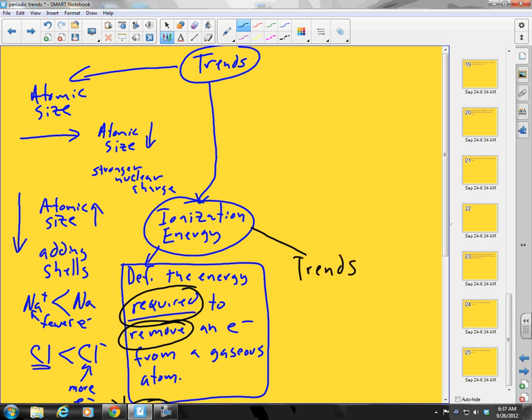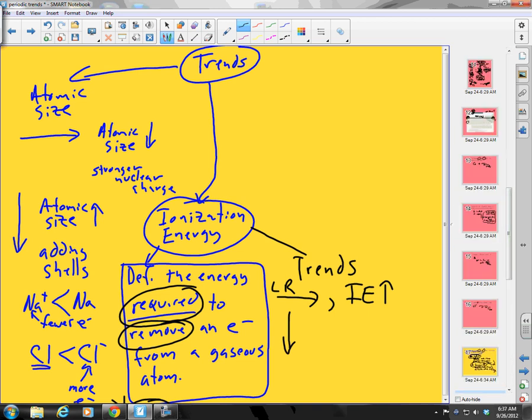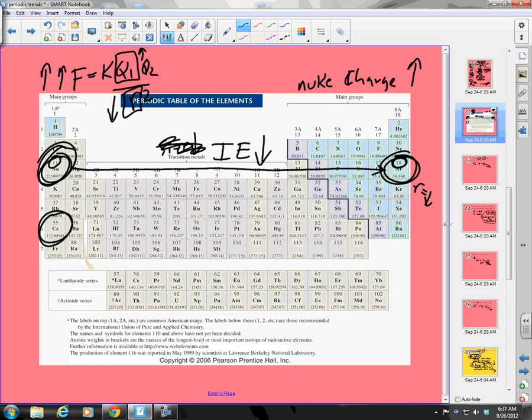Let's go ahead and codify this here. What are my trends? First of all, across a period. What did we say as we go across a period? From left to right in a period, my ionization energy increases. Now we're going to go down a group. As I go down a group, what happens? Well, my Q1 is increasing, isn't it? Yeah, it is. My Q1 increases.